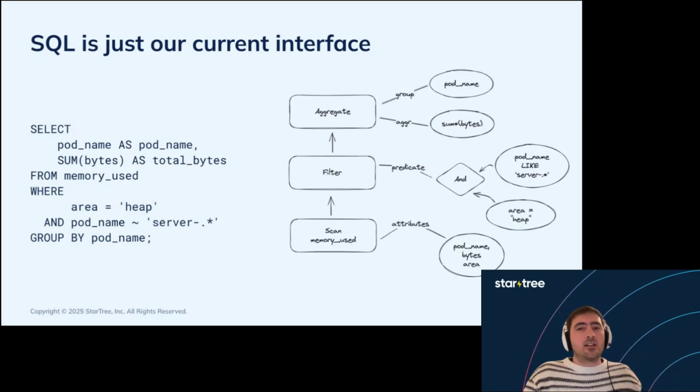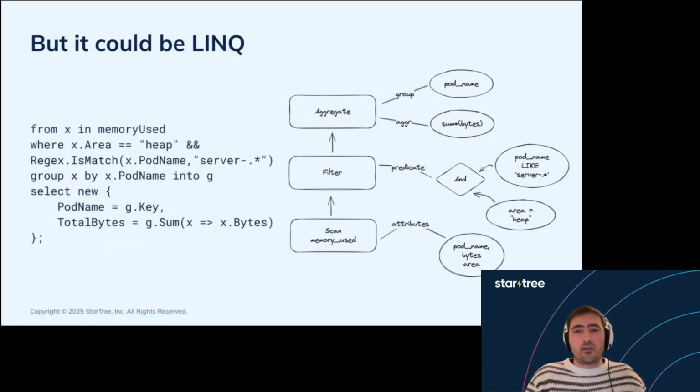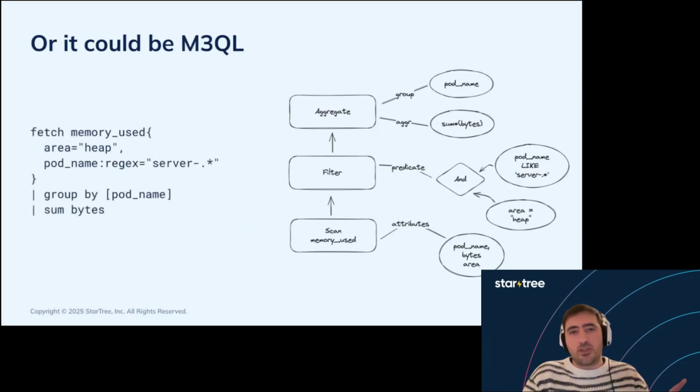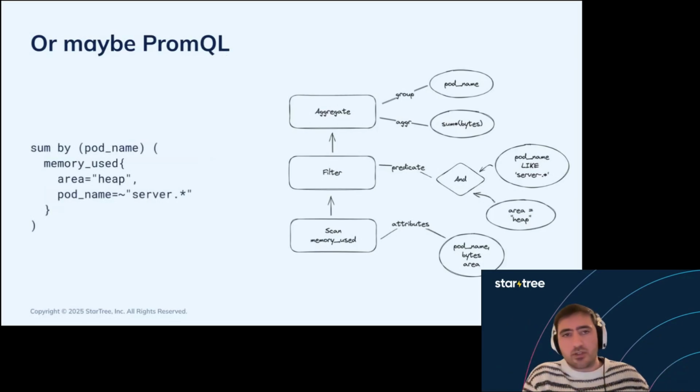The point is, the same model could be generated by some LINQ query. We don't support that in Pinot, but it shouldn't be super difficult to add that. It's a matter of creating the grammar. Once you have that, generate the nodes you have at the right side, right? We could be using M3QL, which is a language created by Uber and specifically designed for time series. Or we could be using PromQL, and in the future we would like to have something like that. I hope it's going to be soon, right?